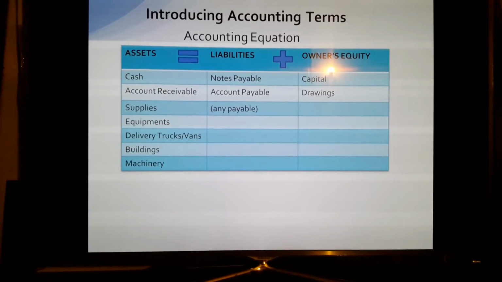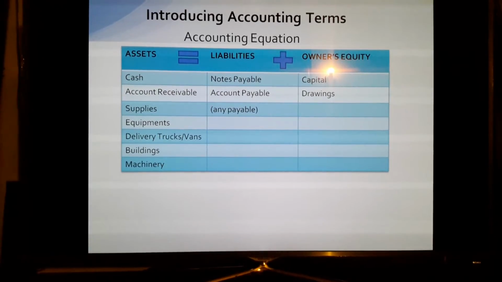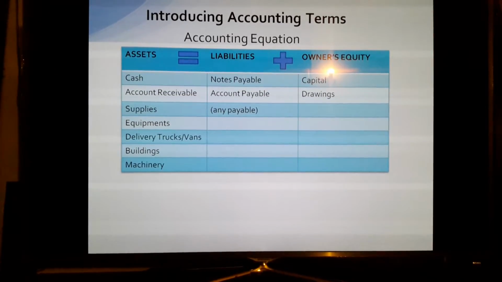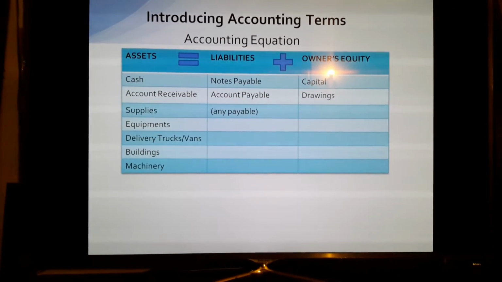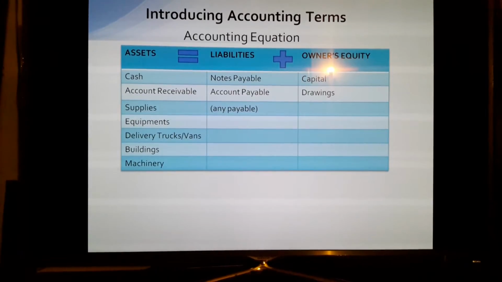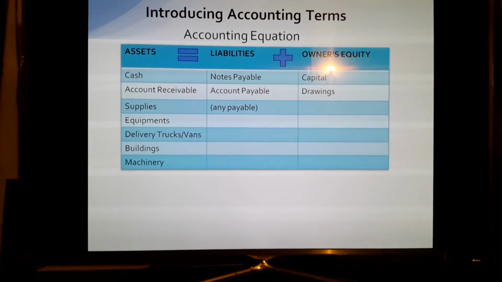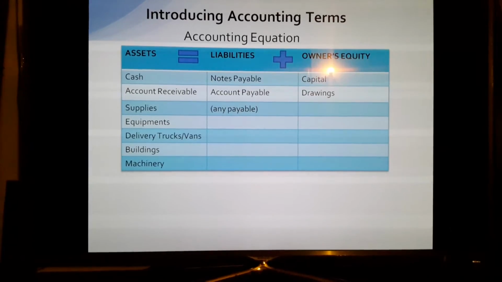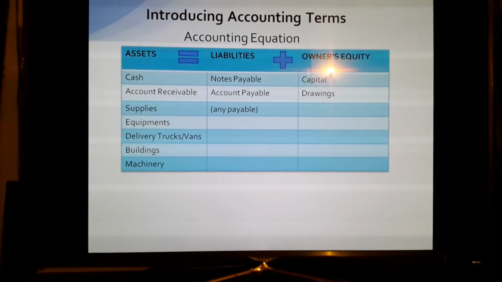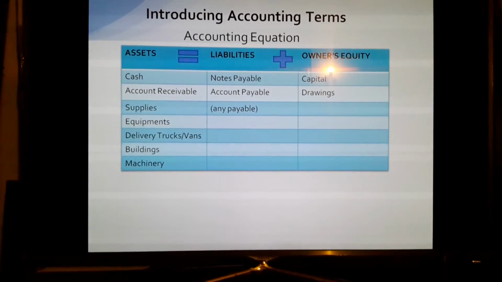And you have owner's equity. You have the capital that you started the business with. And you have drawings. Drawings are when you take money from your own business for your own personal use. Those are your drawings that you pay yourself from the business. Okay? This is mainly for a sole proprietorship.